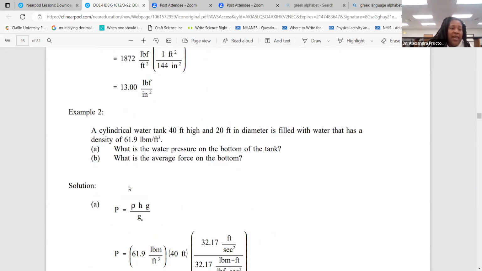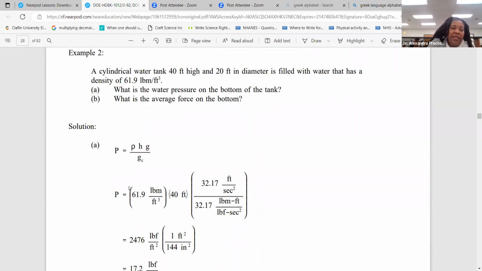A cylindrical tank 40 feet high and 20 feet in diameter is filled with water that has a density of 69.1 pound mass per cubic foot. And they ask you what is the water pressure at the bottom of the tank? What is the average force for part B at the bottom?